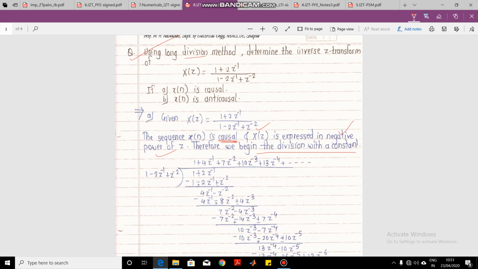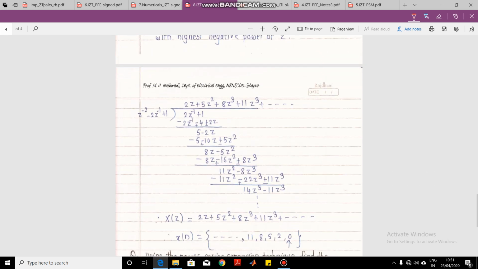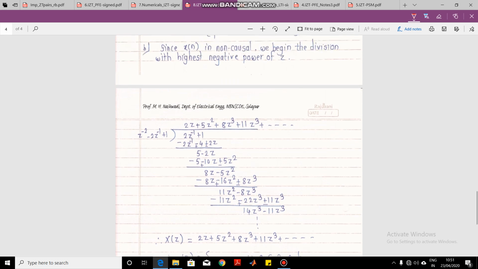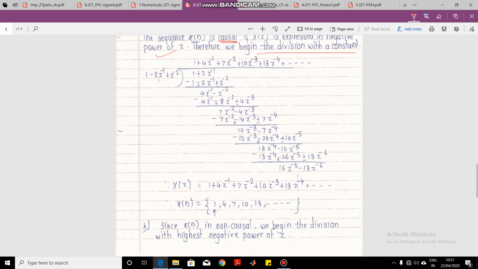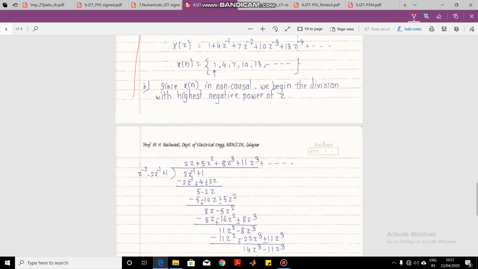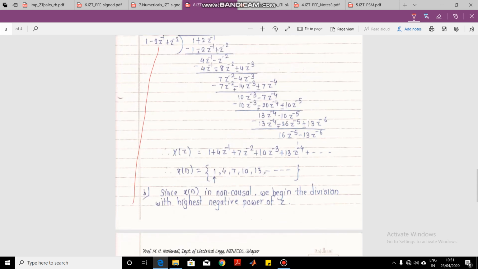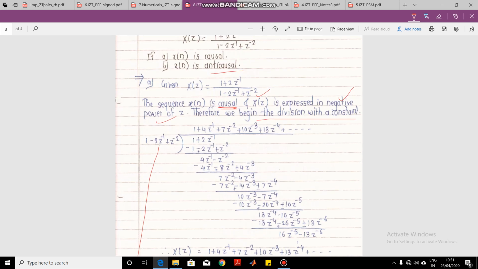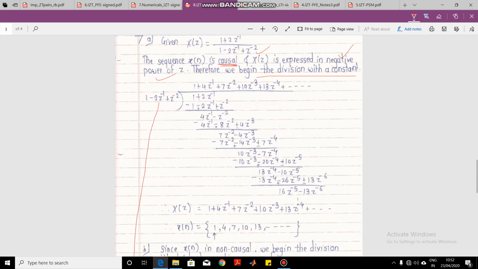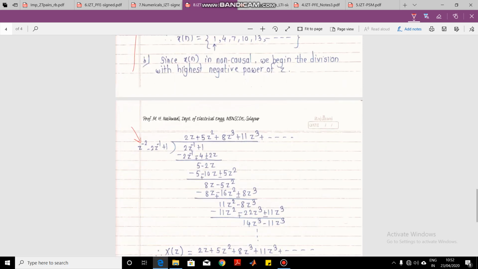In contrast, for the anti-causal case, I will just show you. In the anti-causal case, we start with Z squared minus 2 Z raised to minus 1 plus 1. So see, there is a lot of difference between these two. Here we start the division from 1 minus. The same divisor is there in both cases. The divisor is the same, but the way of writing the divisor is different. For the causal case, we write it from the constant side, 1 minus 2 Z raised to minus 1 plus Z raised to minus 2. And for the anti-causal, we write from the negative powers.